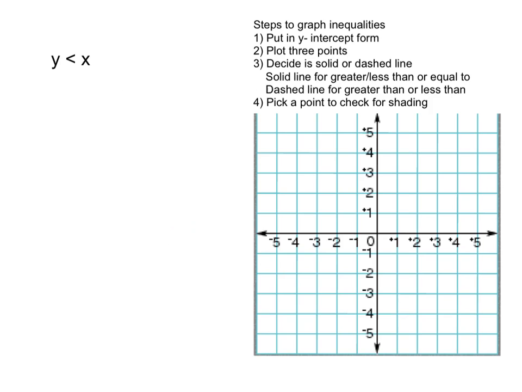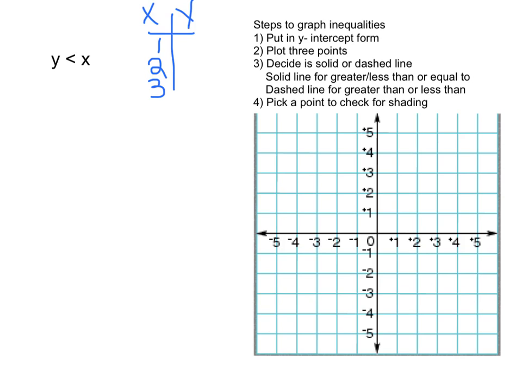So let's try one. I put the steps on the right hand side. Put in y-intercept form. As you can see, this is already in y-intercept form. So next, I need to plot 3 points. There's different ways I can go about doing this. I can create a t-table with the points 1, 2, and 3.